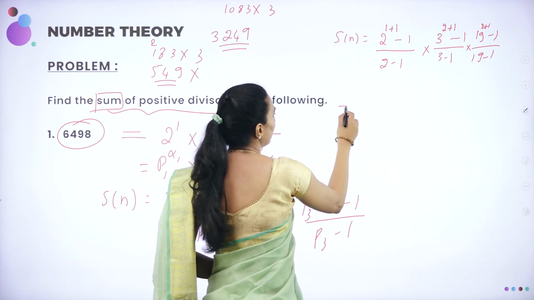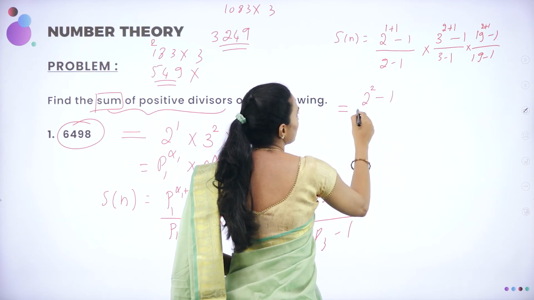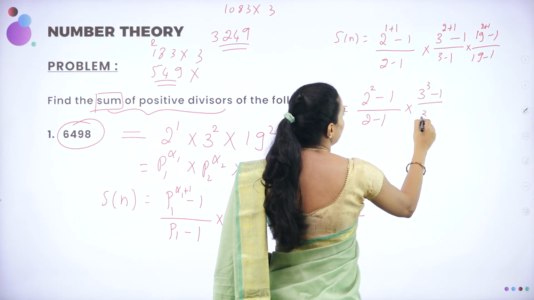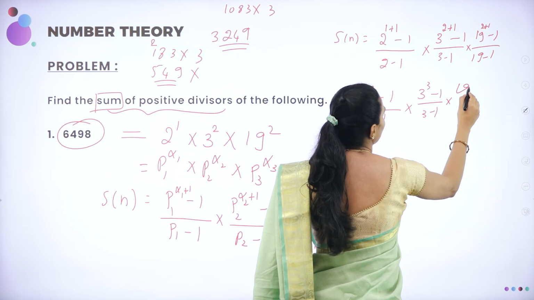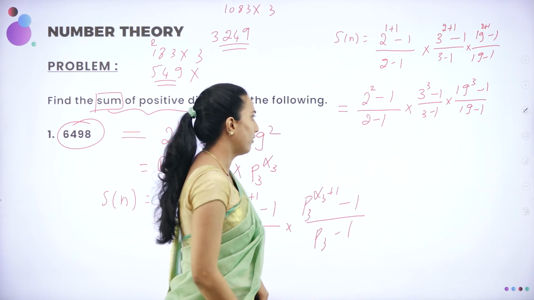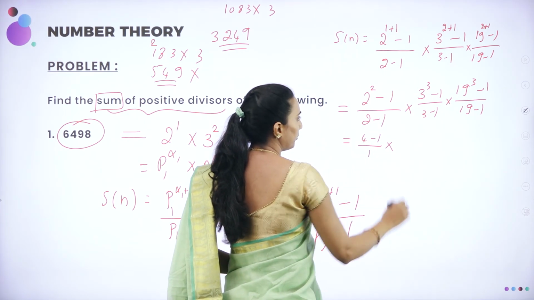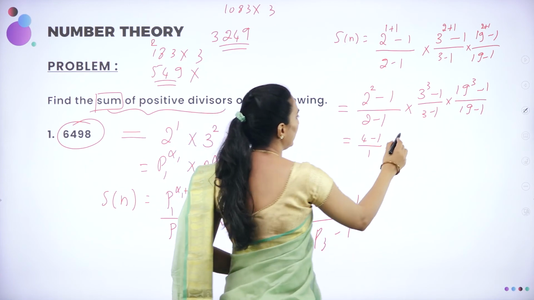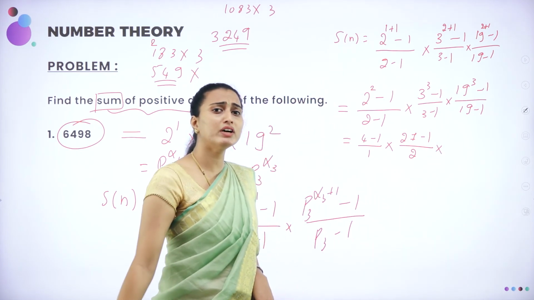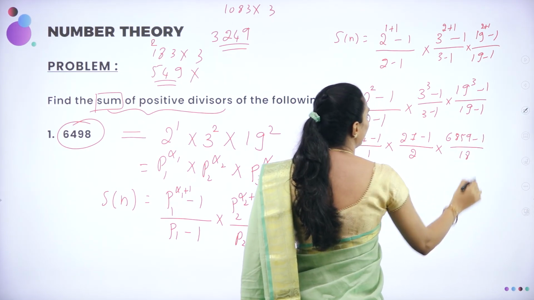Correct? So therefore you are going to write it as 2 power 2 plus 1. What is 2 power 2? I am going to write it here. 2 power 2 minus 1 divided by 2 minus 1, into 3 power 3 minus 1 divided by 3 minus 1, into 19 power 3 minus 1 divided by 19 minus 1. So therefore 2 power 2 is 4, minus 1, divided by 2 minus 1 is 1, into 3 power 3, which is nothing but 27 minus 1 divided by 2, into 19 power 3, 6859 minus 1, divided by 19 minus 1 is 18. Correct?